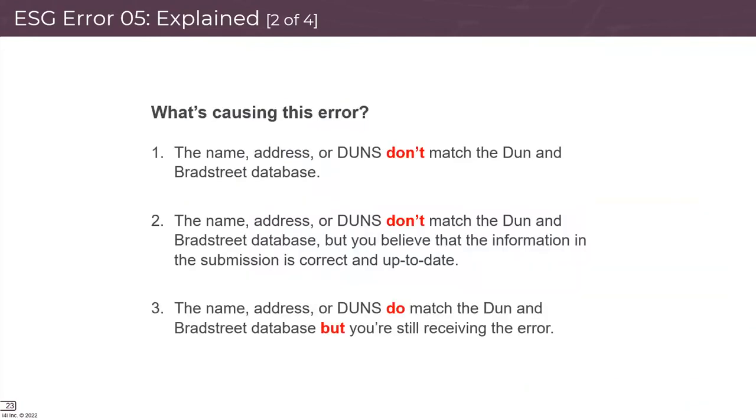There are three scenarios in which we may receive this error. Firstly, the information in the file doesn't match the DNB database, in which case you can fix the information to match the DNB database and then submit your file. Maybe the information in the file doesn't match the DNB database, but you believe it's correct, in which case you need to contact the DNB database to get your information updated before you can submit your file. Or the information in the file matches the DNB database, but you're still getting an error. We'll expand on this last case in the next slide.